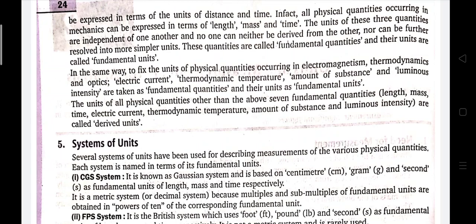In the same way, there are physical quantities occurring in electromagnetism, thermodynamics, and optics: electric current, thermodynamic temperature, amount of substance, and luminous intensity. They are also considered as physical fundamental quantities, and their units are fundamental units. All these you have also studied in class 9.